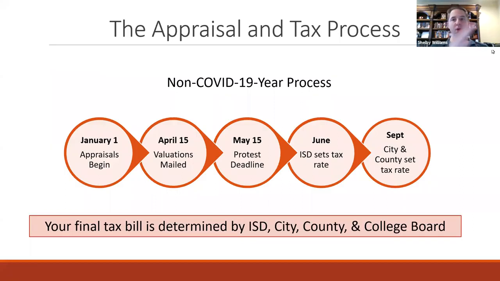So here's the actual appraisal and tax process from end to end. This applies to non-COVID-19 years, which hopefully is going to be every other year except this one. On January 1st, the appraisal process begins. On April 5th, now, the county appraisal district does not send appraisers out to every property in everybody's homes every year. They use estimation processes. On April 15th, in a normal year, which this is anything but, the valuations get mailed out. Then May 15th, a month later, is the protest deadline.